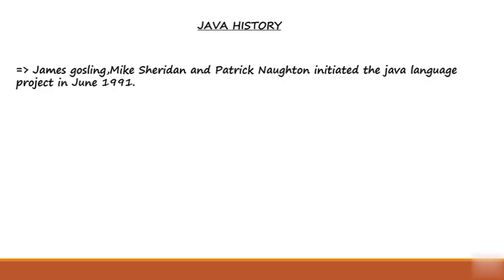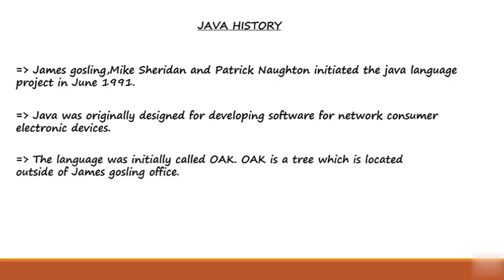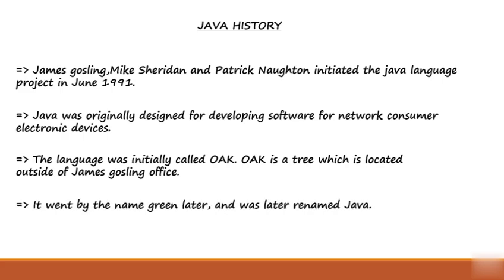So we will see the history of Java. James Gosling, Mike Sheridan, and Patrick Naughton initiated the Java language project in June 1991. This is James Gosling and his team. Java was originally designed for developing software for network consumer electronic devices. The language was initially called Oak. Oak is a tree which is located outside of James Gosling's office. Just now we have discussed all this. It went by the name Green later and was later renamed Java.